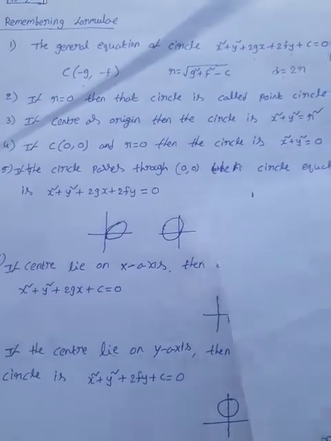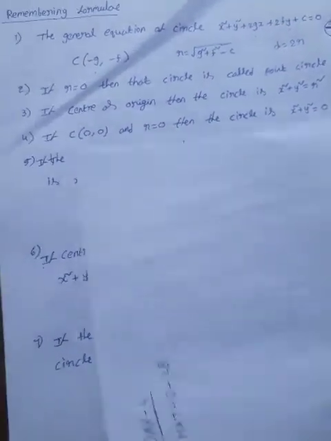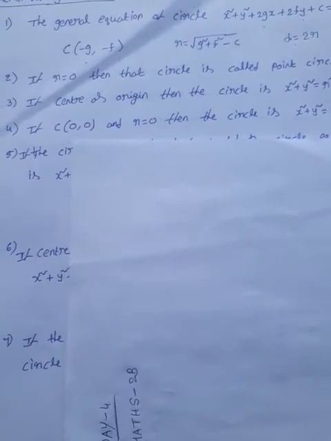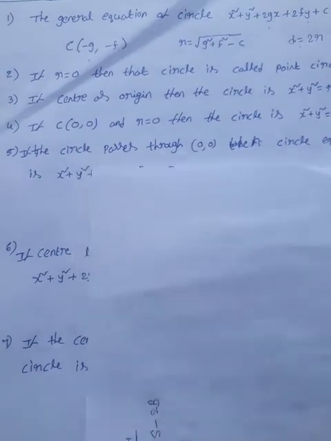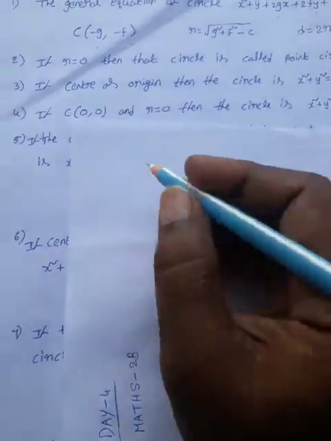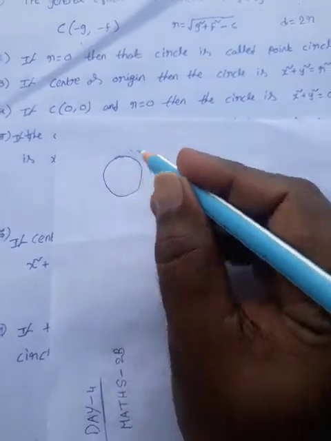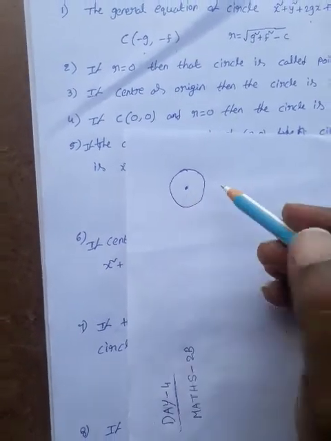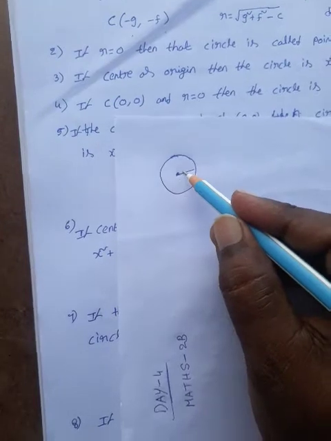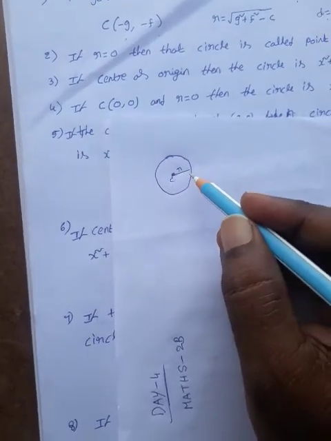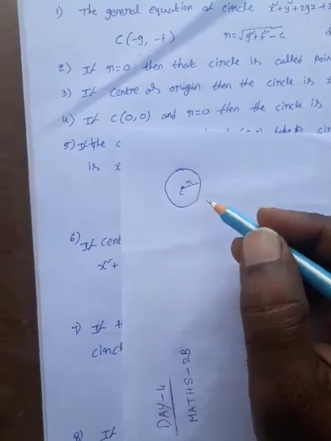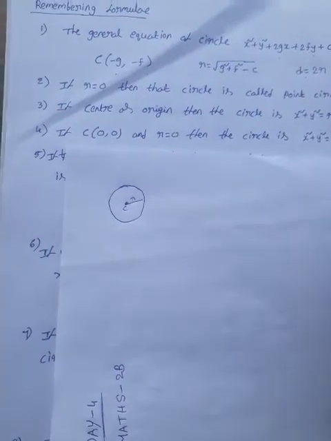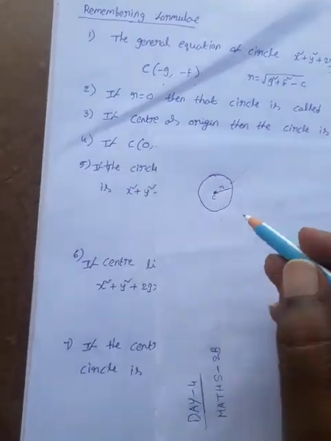Okay. The general equation of the circle is x square plus y square plus 2gx plus 2fy plus c is equal to 0. Center is minus g comma minus f. Radius is root of g square plus f square minus c. This is the circle equation, this is the center, and this is the radius r. Then we have some conditions.